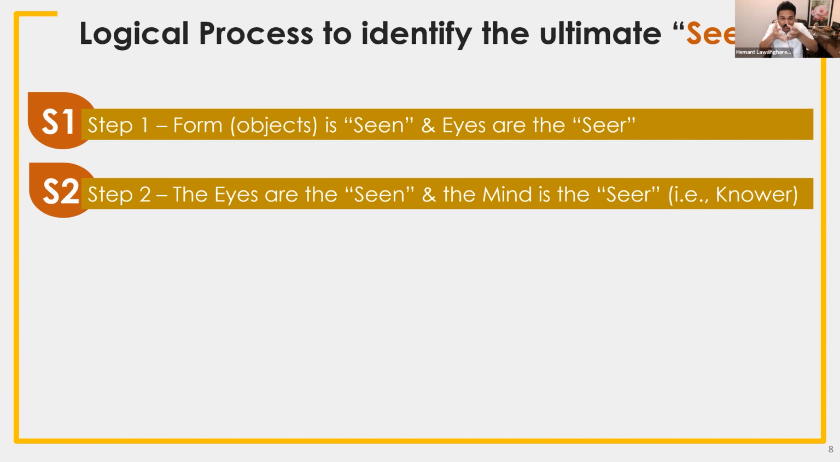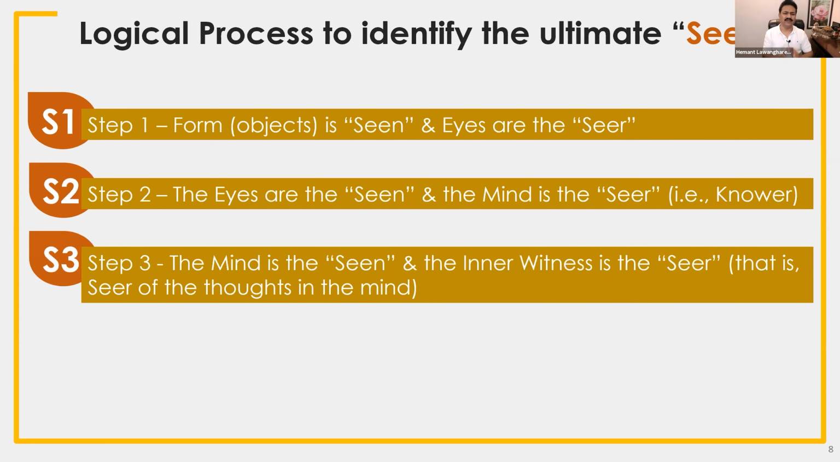So as I go inward, as I think Jnana Yoga, as I intellectually analyze it, I understand, oh, my eyes are not the seer. My mind is the seer, which is level 2. So my mind is the knower and my eyes are the known in level 2. Now I go to the next level.